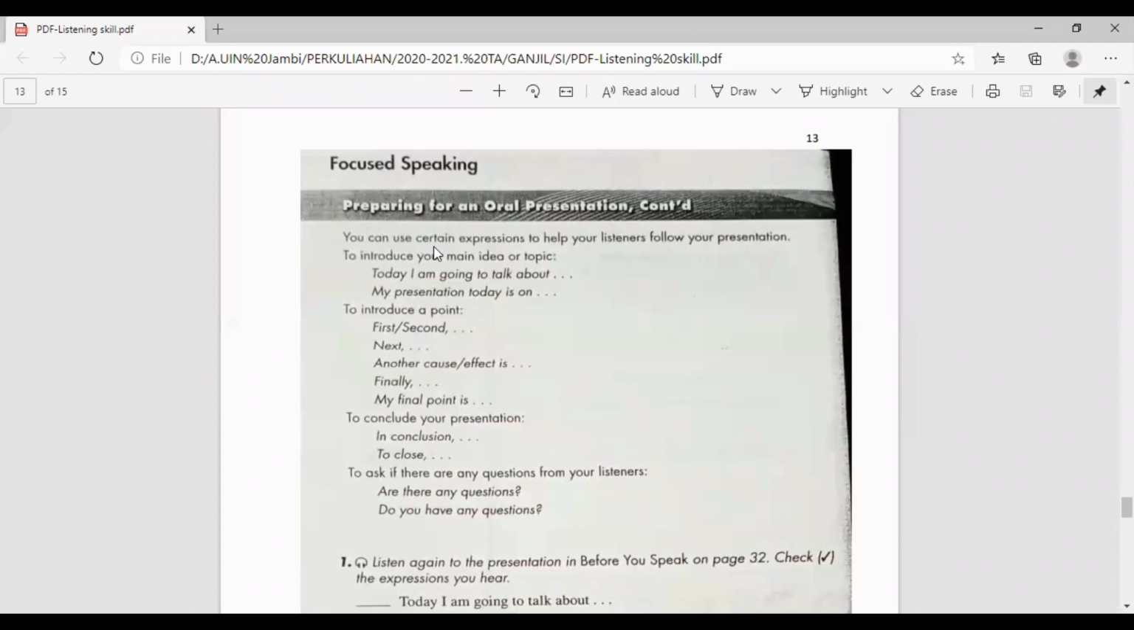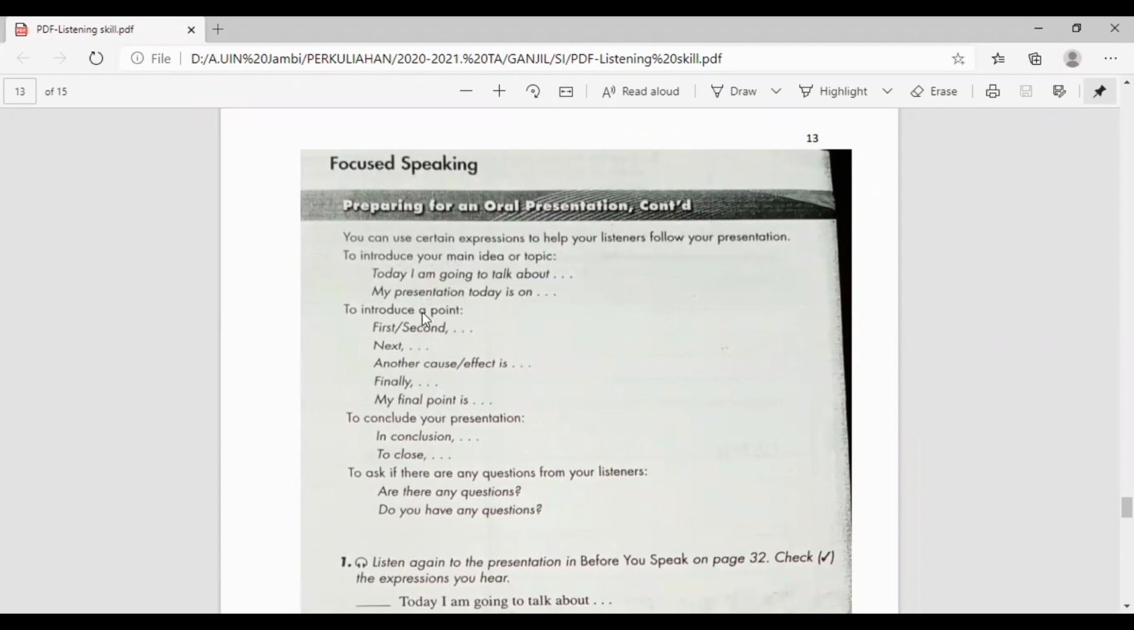Okay, next, let's prepare for an oral presentation. You can use certain expressions to help your listeners follow your presentation easily. So first, to introduce your main idea or topic, you can say, today I'm going to talk about, or my presentation today is on.